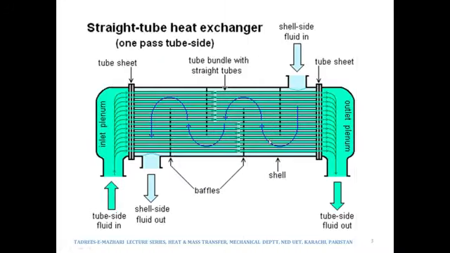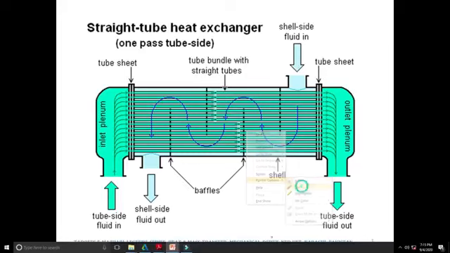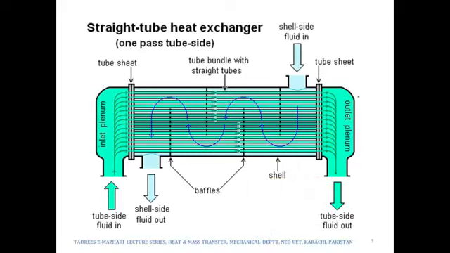This is a typical shape of a shell and tube heat exchanger. Just to give you an idea that there are different types of heat exchangers. Currently we are looking at the shell and tube heat exchanger. In this shell and tube heat exchanger there is a bunch of tubes that are placed in a large shell. So over here these are all the tubes that are placed in this large shell.